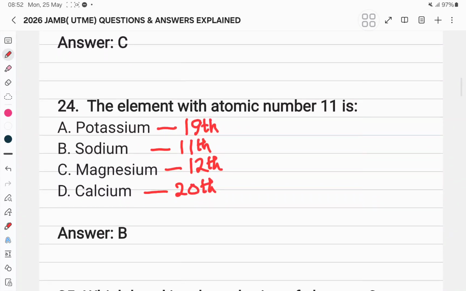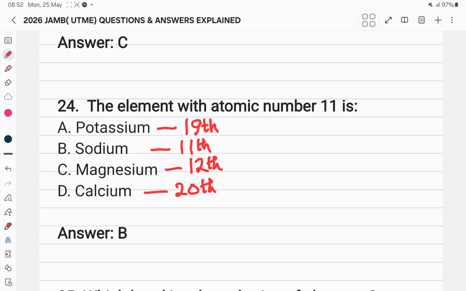Question number 24. The element with the atomic number 11 is sodium. Sodium is the 11th element in the periodic table. According to the modern periodic table, elements are arranged in increasing order of their atomic numbers. Every student of science should be familiar with at least the first 20 elements. Sodium is number 11 on the periodic table.